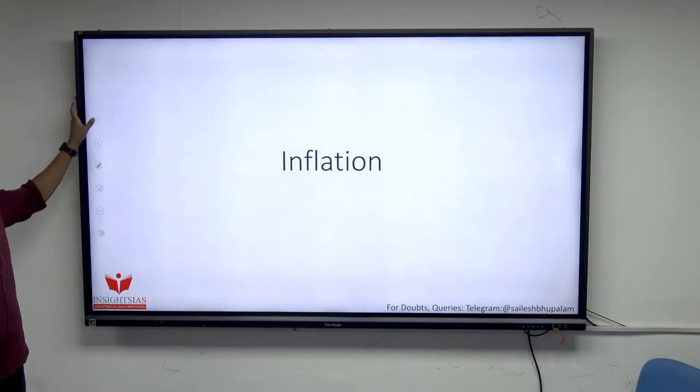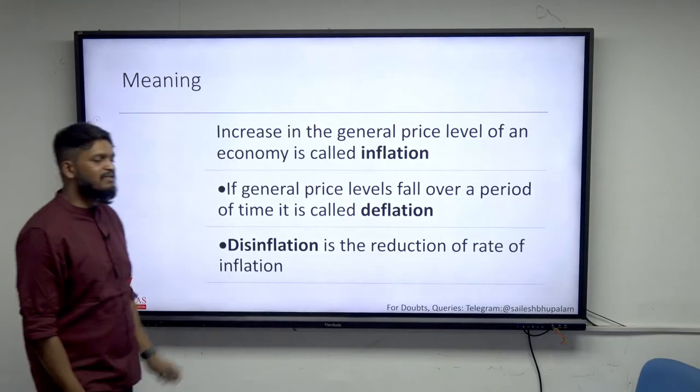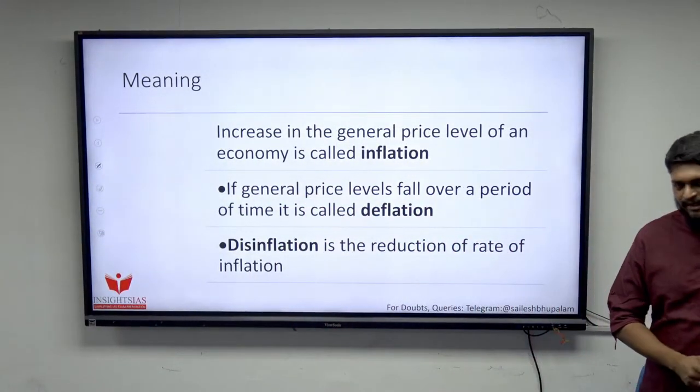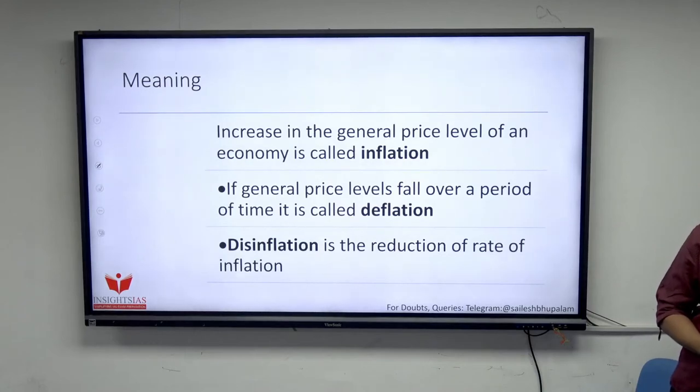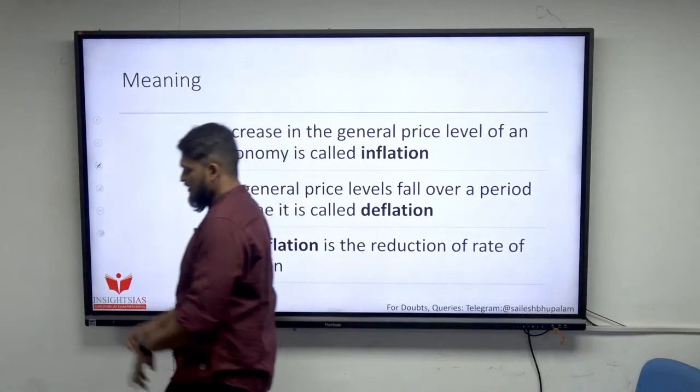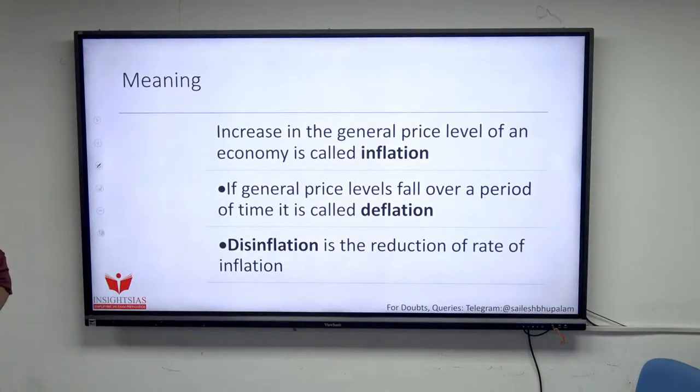The inflation chapter is relatively very simple. We have discussed a bit about inflation already. So we'll go quickly. If you feel that I'm fast, you can tell me there. I'll slow it down at that point. We'll take a break after 10 minutes.